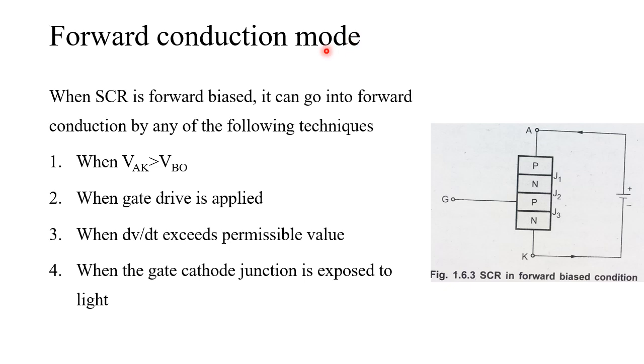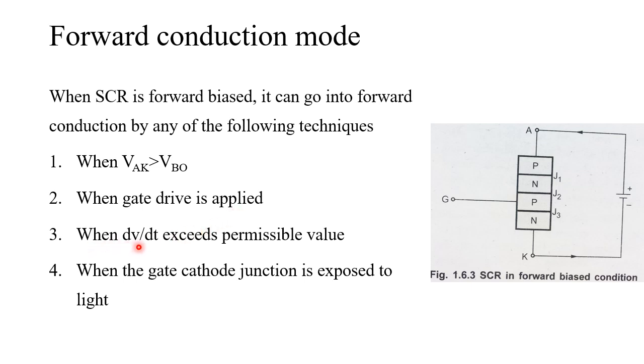Forward conduction mode. It is the mode when the SCR is turned on. So here, when the SCR is forward biased, it can go to forward conduction mode by any of the following techniques. The first technique is when VAK is greater than VBO, which we have discussed in the previous slide. VAK is the anode to cathode voltage. When the anode to cathode voltage is greater than breakover voltage, the SCR is in conduction mode, that is, it is turned on. Second one, when gate drive is applied. So even before the VBO, when you apply gate drive or gate pulse, it can go to conduction state or on state.